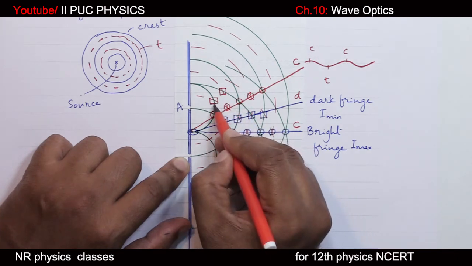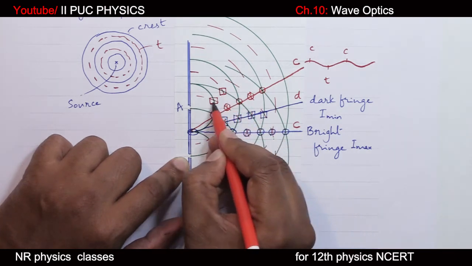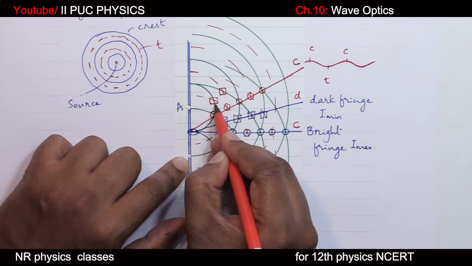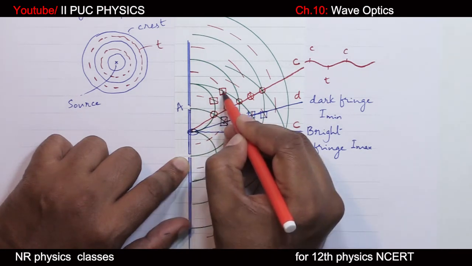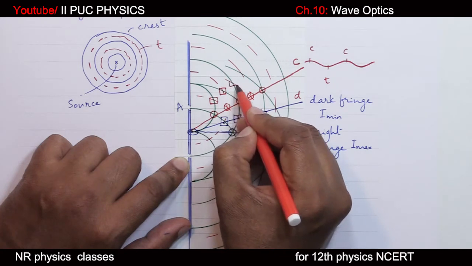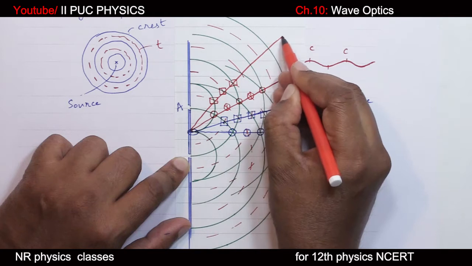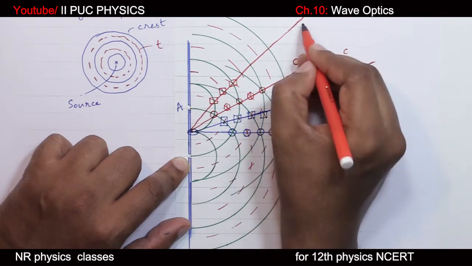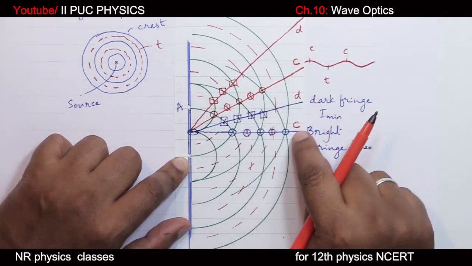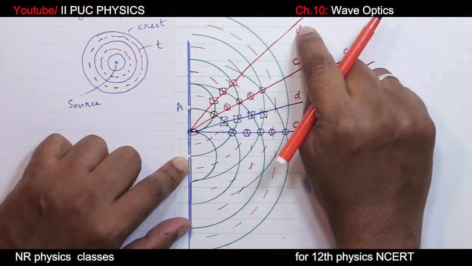Students, please take time to understand. Red color means trough, green means crest. Trough on crest, crest on trough, trough on crest. This results in destructive interference. Destructive. See, constructive, destructive, constructive, destructive.